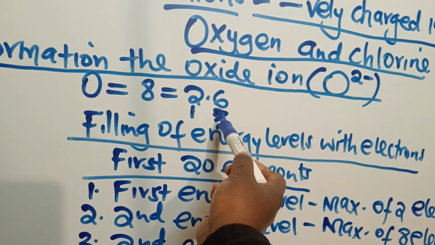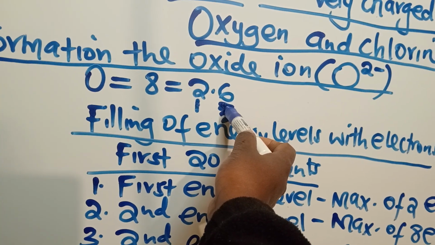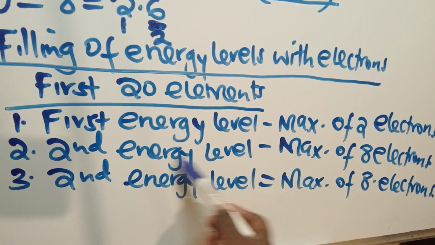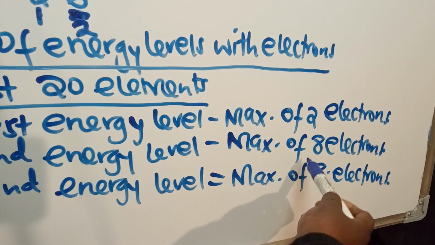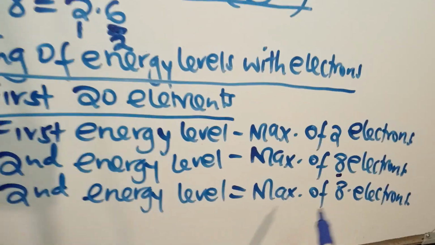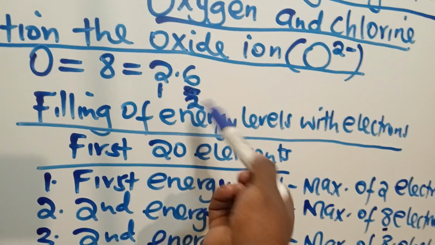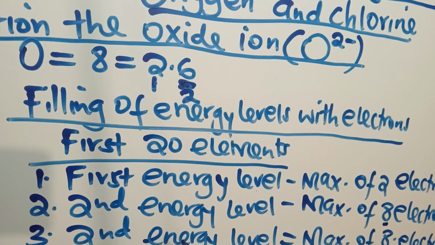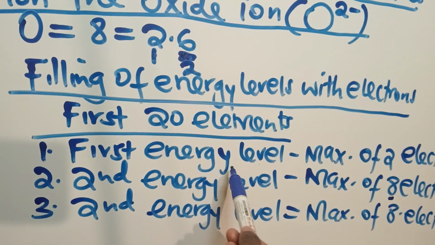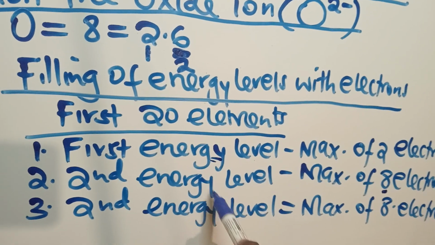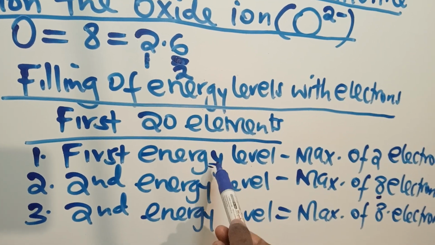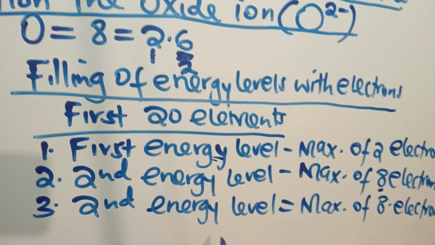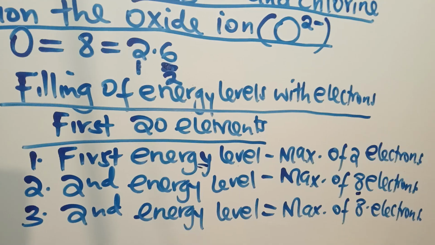So you see now, for oxygen, the outermost energy level, which is the second energy level, is not yet full, because the second energy level should have a maximum of 8. So now the question is, how many more electrons should oxygen gain so as to become stable? You see, any element or any atom that fulfills any of these 3 rules is said to be stable.